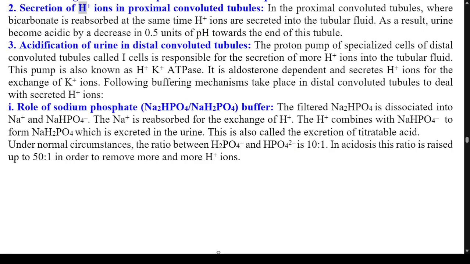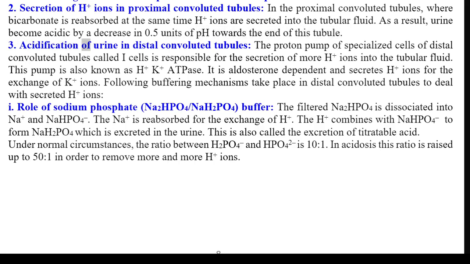2. Secretion of H+ ions in proximal convoluted tubules. In the proximal convoluted tubules, where bicarbonate is reabsorbed, at the same time H+ ions are secreted into the tubular fluid. As a result, urine becomes acidic, with a decrease of 0.5 units of pH towards the end of this tubule.